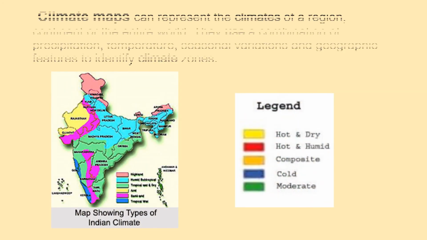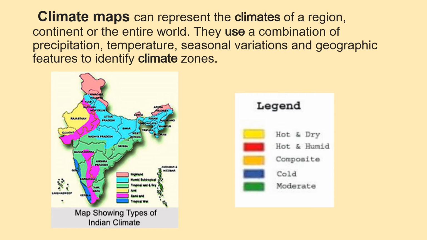The next one is climatic maps. Climate maps can represent the climates of a region, continent, or the entire world. They use a combination of precipitation, temperature, seasonal variations, and geographic features to identify climate zones. Look here, this is called the legend. In this legend, these colors are used to represent different climatic conditions. Yellow color for hot and dry conditions, red color for hot and humid conditions, and blue for cold, like that.